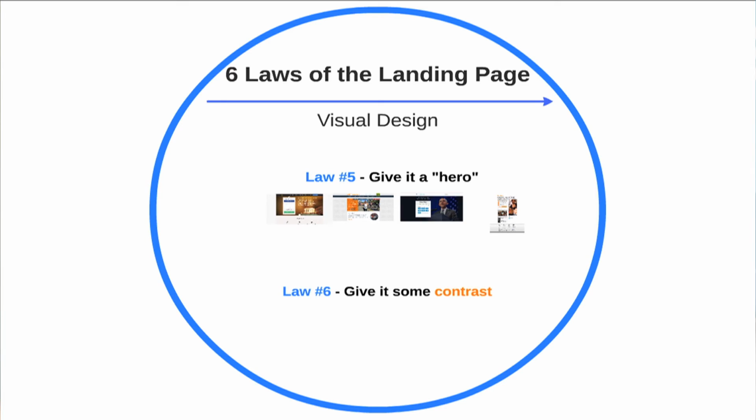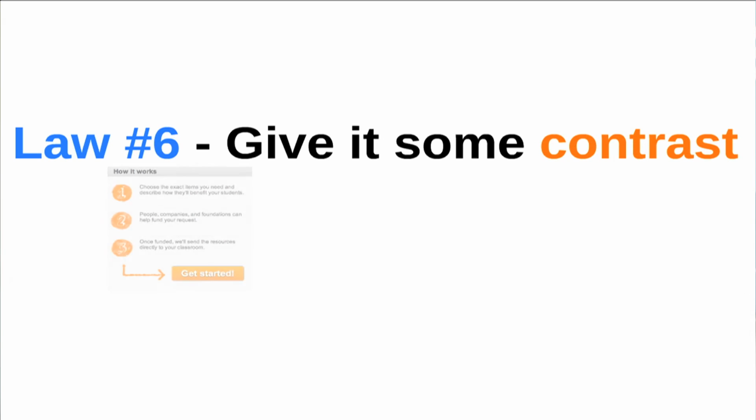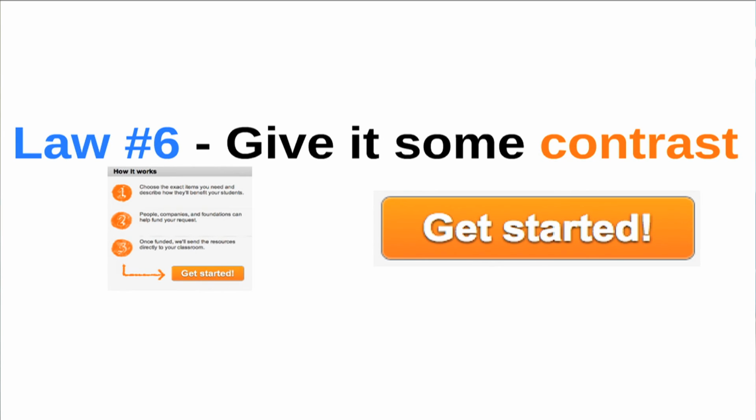Number 6, give it some contrast. When you look at this Get Started button, you can actually read it, the white text on the orange background. I'm not gonna lie, I would be the first person to get rid of this drop shadow and the gradient thing going on here, but what's more important is that it's readable. The white text on the orange background and also the orange button on the gray background of the site. You can A/B test different colors on your buttons, but at the end of the day, high contrast buttons will help you get more engagement on your landing page.